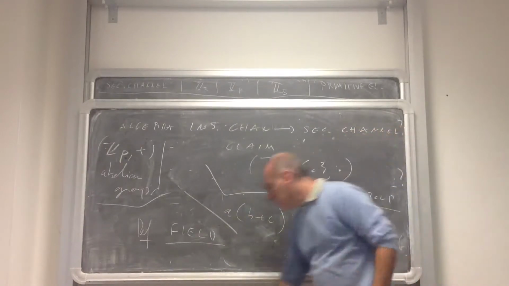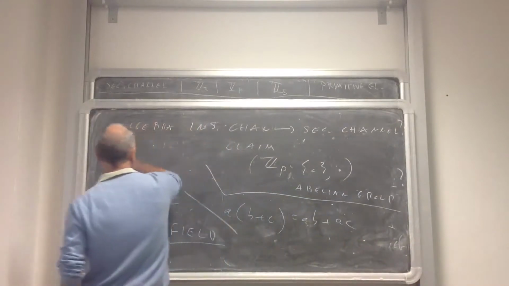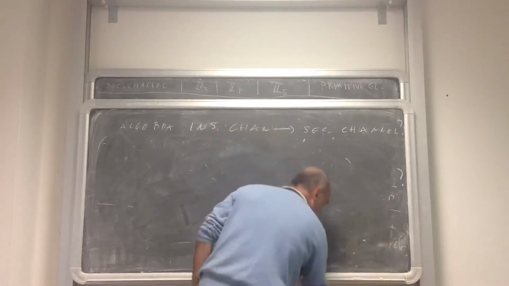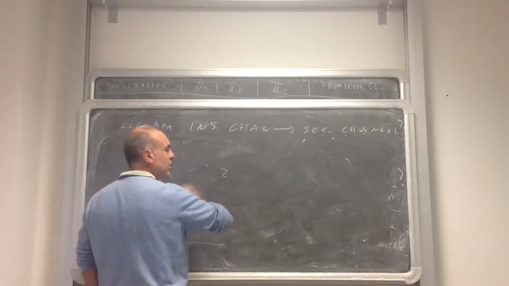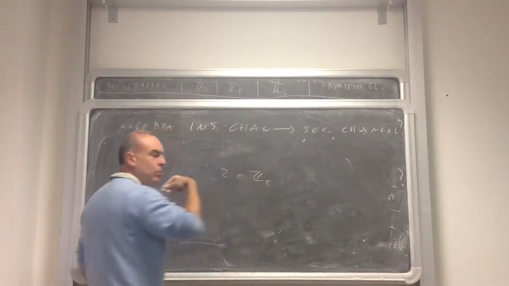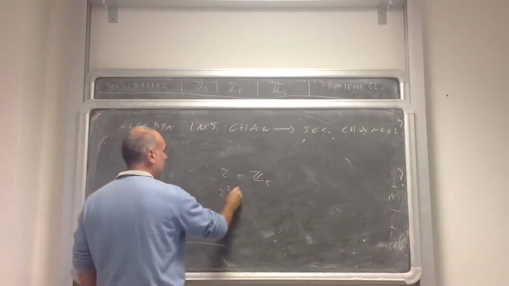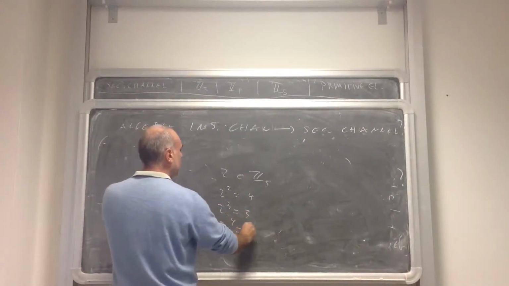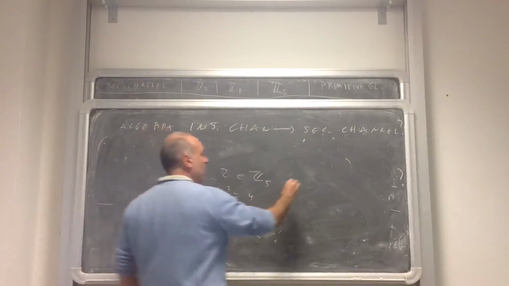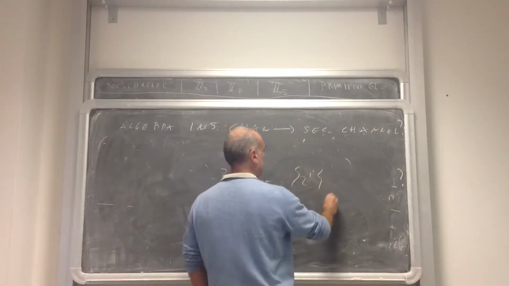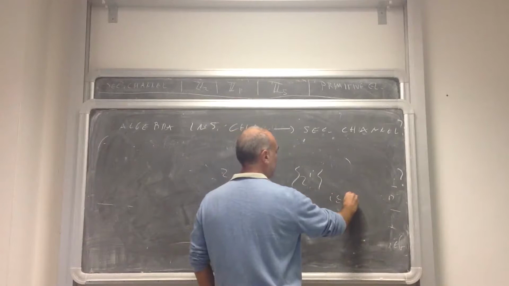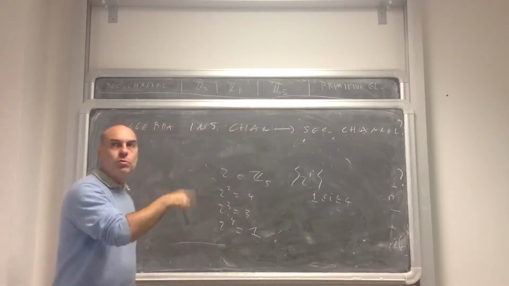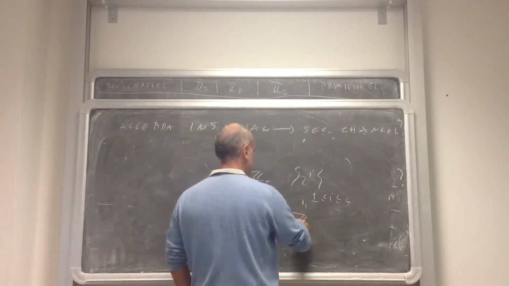One last thing, in Z5, we have interesting behavior. You take 2 in Z5 and you consider its powers. You have 2 squared is 4, 2 cubed is 3, 2 to the 4 is 1. So all powers of 2 between 1 and 4 give all the non-zero elements of Z5.